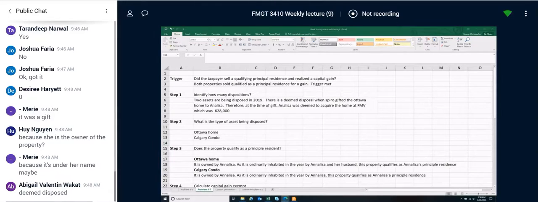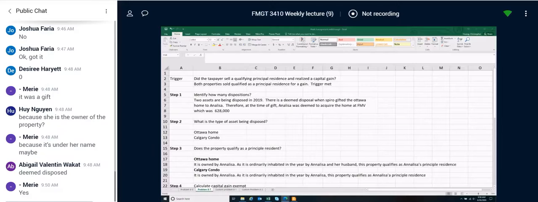Right? There was a deemed disposal. Spiro gifted the home, the Ottawa home, to Annalisa. And remember how it works. The person who holds the property before the deeming event is deemed to dispose at fair value. So Spiro, when he gifted this house to Annalisa, would be deemed to have sold the house to Annalisa for 628. Okay? So if he paid 628 for the home at the time, he would just have no gain.